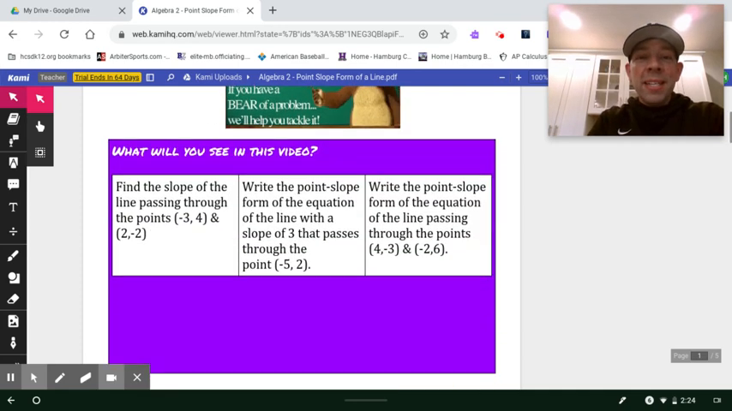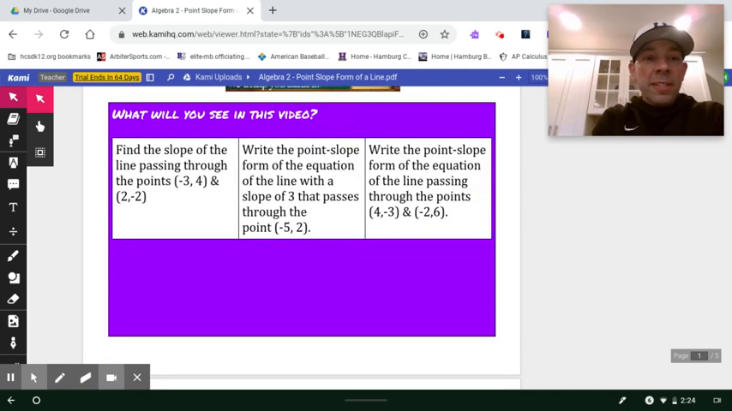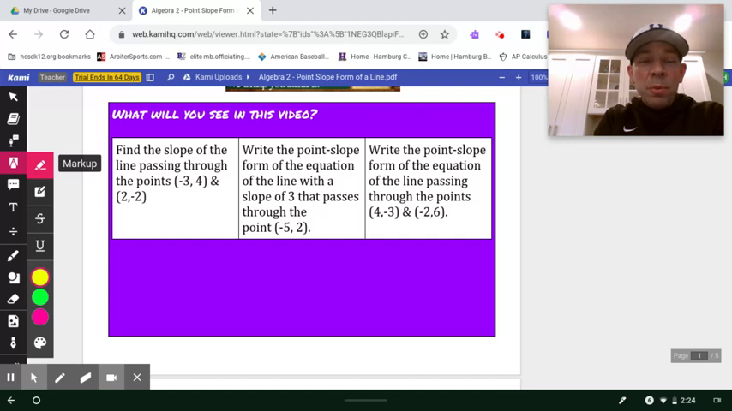So, what are we going to see today? The first thing you're going to see is maybe they're going to give us 2 points and try to find the slope between these 2 points. And this idea of slope is going to be an ever-present theme as we go forward. And then we're going to get into writing the equation of a line. And specifically today, we're going to use something called the point slope form to write that equation.